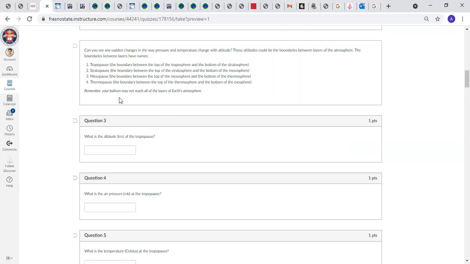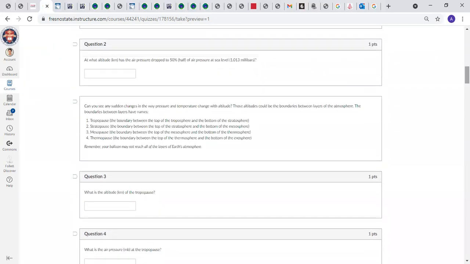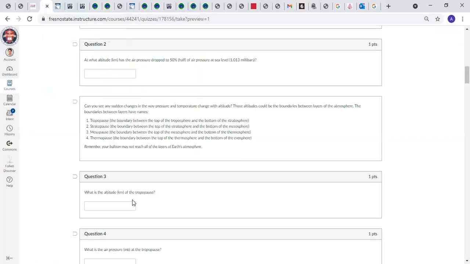These questions are asking for the pauses: the tropopause, stratopause, mesopause, and thermopause. Those are the boundaries between the different spheres. Between the troposphere and the stratosphere, you have the tropopause. Between the stratosphere and the mesosphere, you have the stratopause. Between the mesosphere and the thermosphere, you have the mesopause, and so on. Looking at what elevations you see those major changes on your graph will help you define what altitudes those are at.